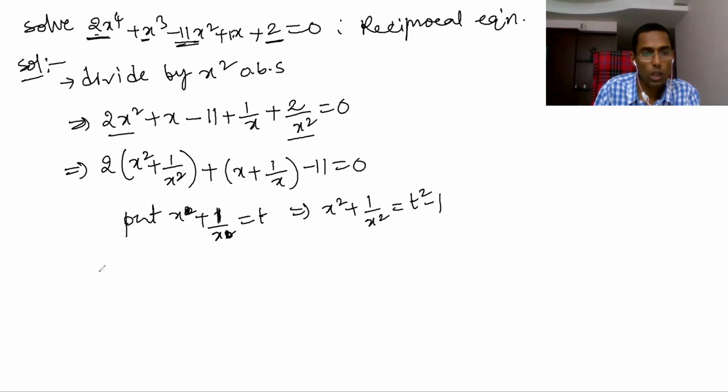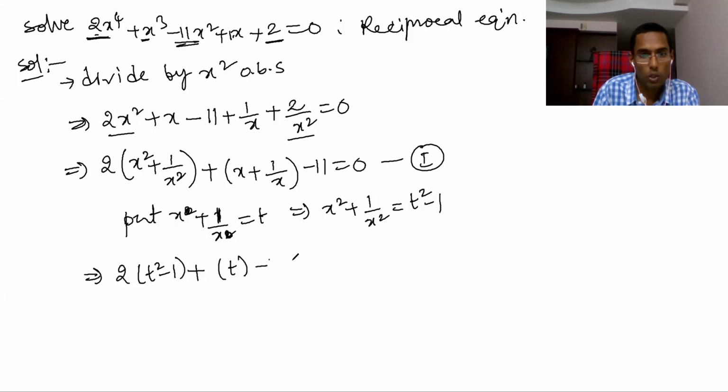So now the whole equation becomes what? This is the main equation now. So this whole equation becomes 2 into t square minus 2, plus t, minus 11 equals 0. This equation becomes 2t square plus t, minus 4 minus 11, minus 15.